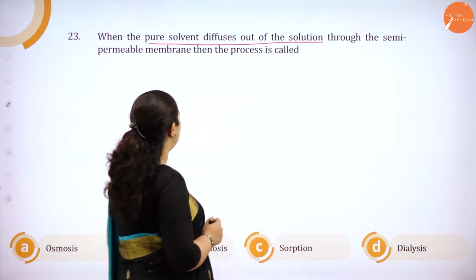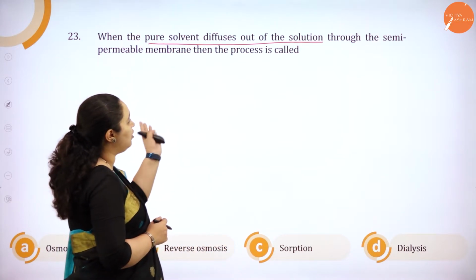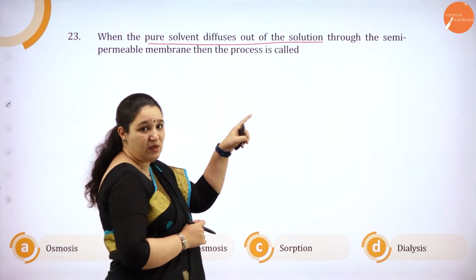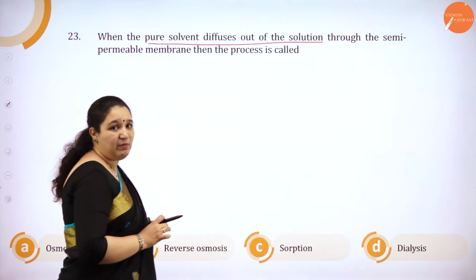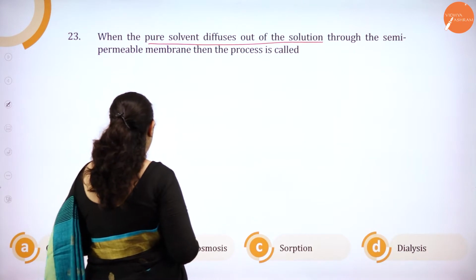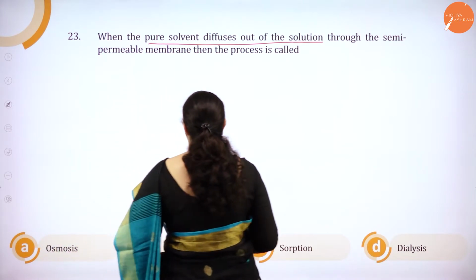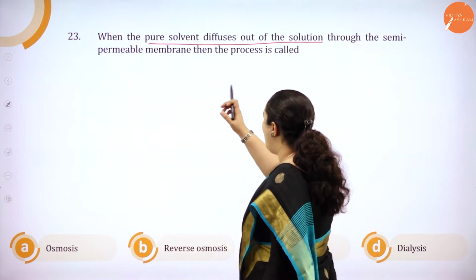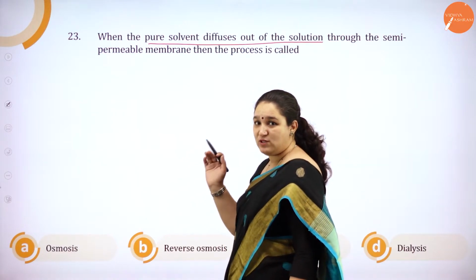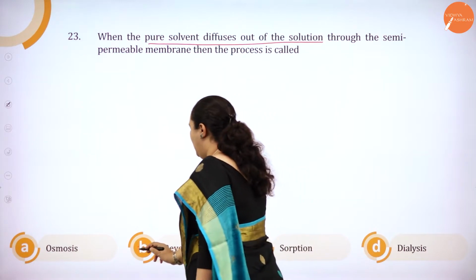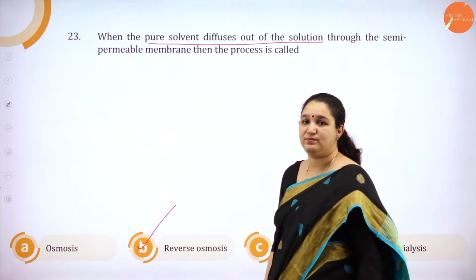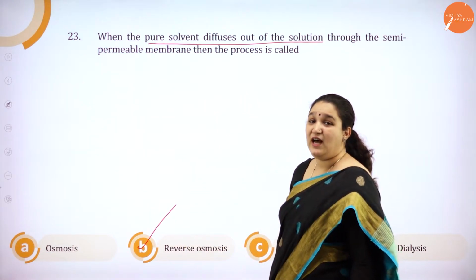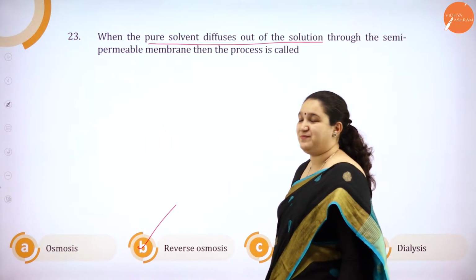Okay, diffusion of pure solvent out of the solution through what? Semi-permeable membrane. Osmosis or reverse osmosis? Which do you think is the correct answer? If we say pure solvent diffusing out of the solution, that is reverse osmosis. Correct, no? It is reverse osmosis. Okay.